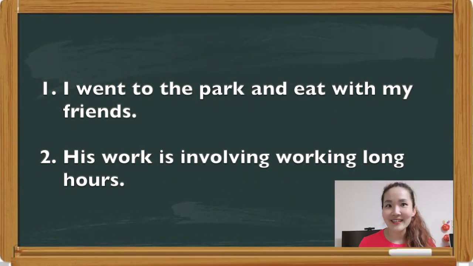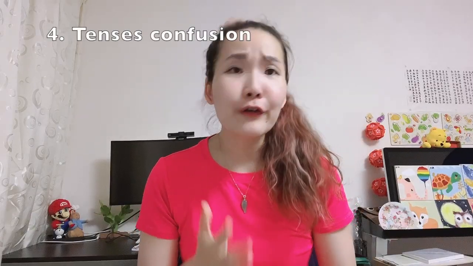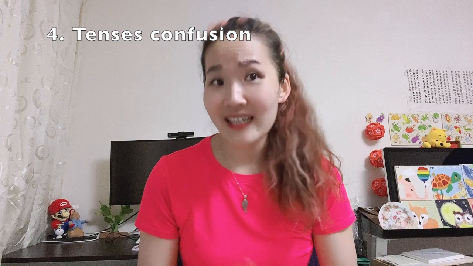All right, getting harder now. Take a look at these sentences. What's wrong with them? I went to the park and eat with my friends. His work is involving working long hours. Another problem for students is the confusion they have with different tenses. Here, one sentence should be in present tense and the other sentence should be in past tense.